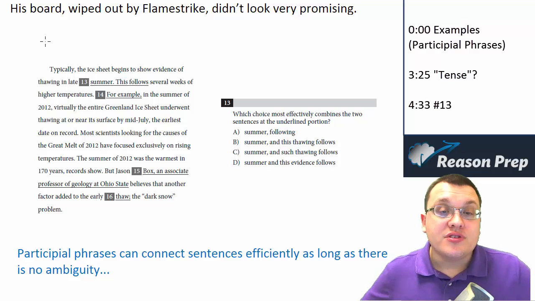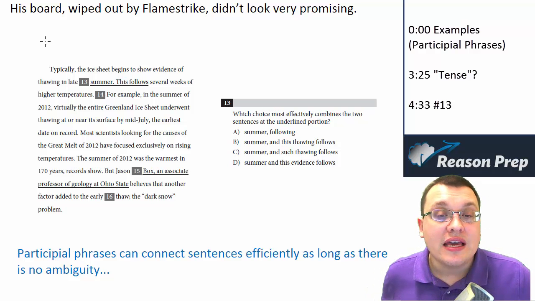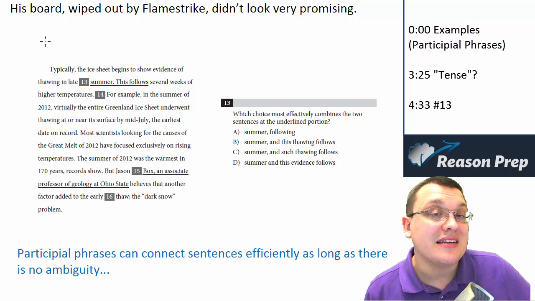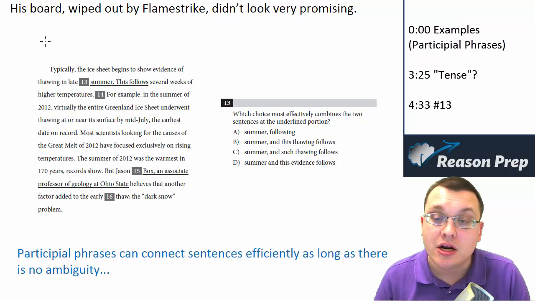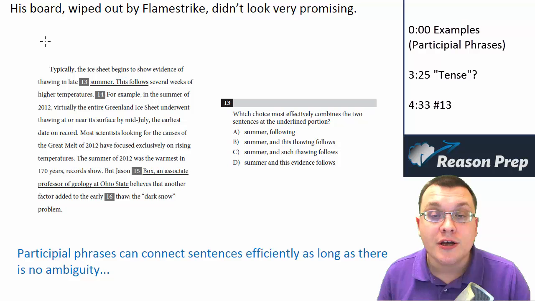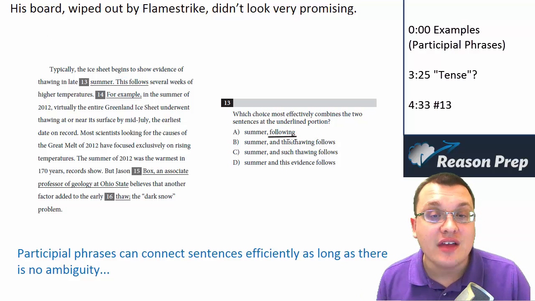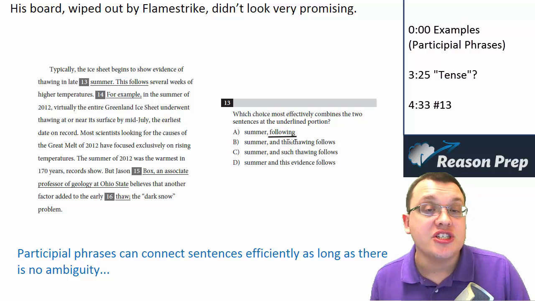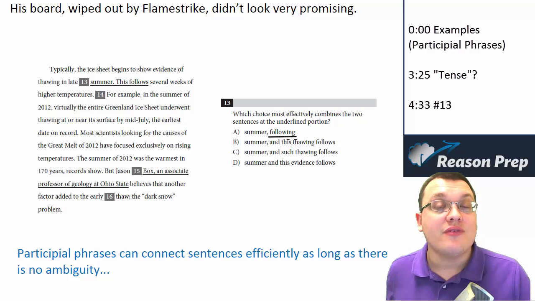Let's look at an example. So 13, typically the ice sheet begins to show evidence of thawing in late summer. This follows several weeks of higher temperatures. So here we want to combine sentences. Everything we did in the previous video about sentence combination comes into play here. So let's see which choice works. Notice in A, we have this participial phrase following the main sentence. Typically, the ice sheet begins to show evidence of thawing in late summer, following several weeks of higher temperatures.